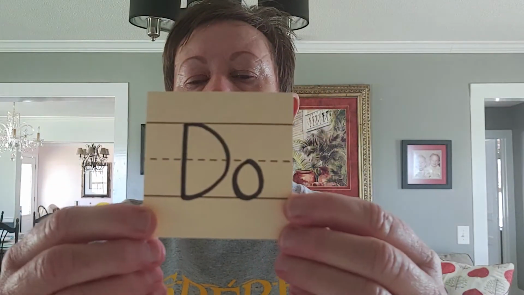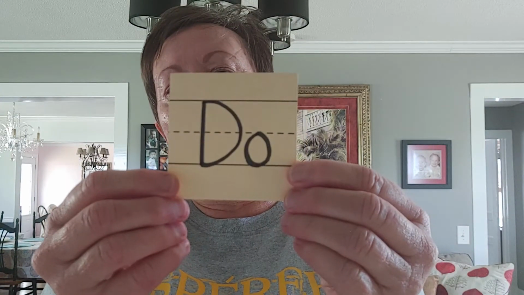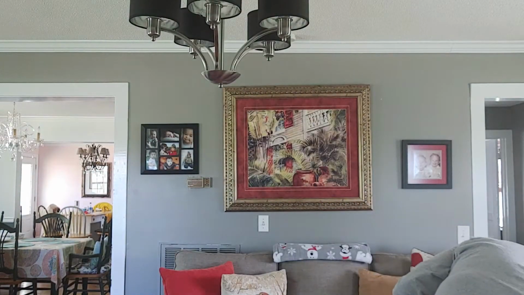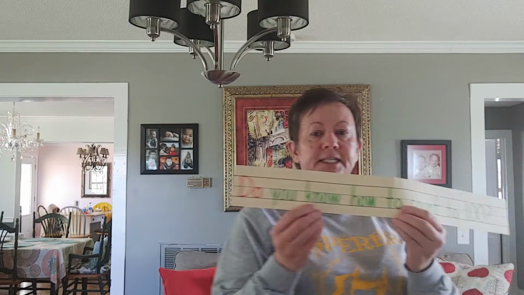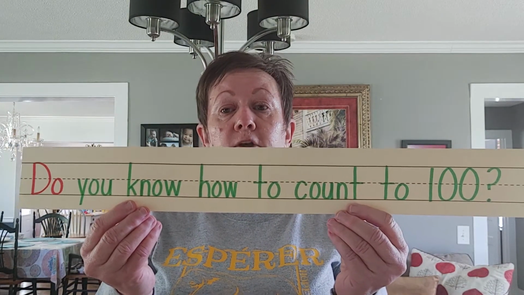This is another way that we can write do with a capital D-O. It's the same word, it just has a capital letter at the beginning. And anytime we would use this word, it would be at the beginning of a sentence. Like this sentence. Do you know how to count to 100?